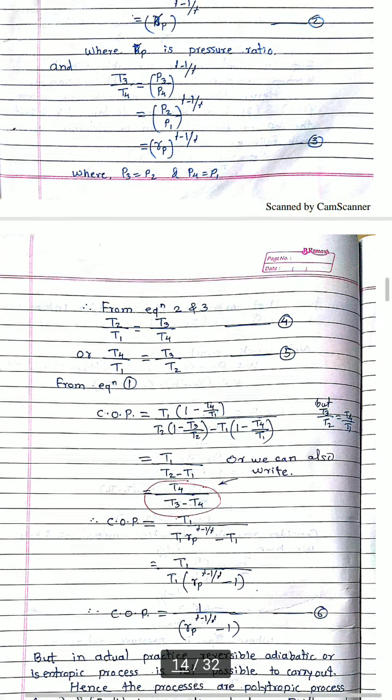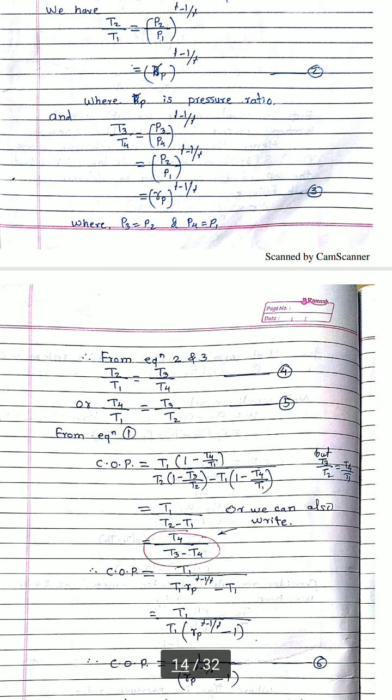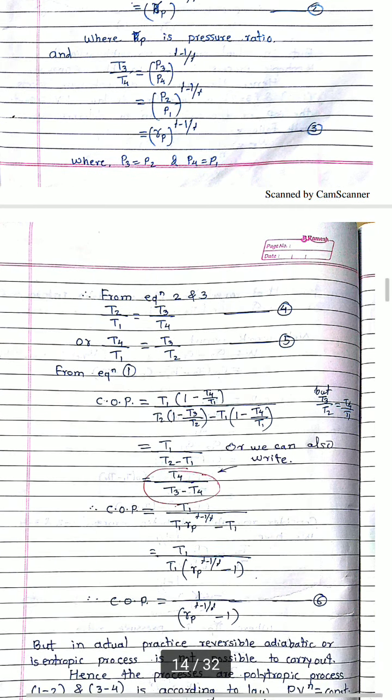Now consider equation number 2. Equation number 2 is T2 upon T1 is equal to Rp raised to gamma minus 1 upon gamma. So T2 is equal to T1 into bracket Rp raised to gamma minus 1 upon gamma. Put this value of T2 in here. So COP is equal to T1 upon T1 Rp raised to gamma minus 1 upon gamma minus T1.